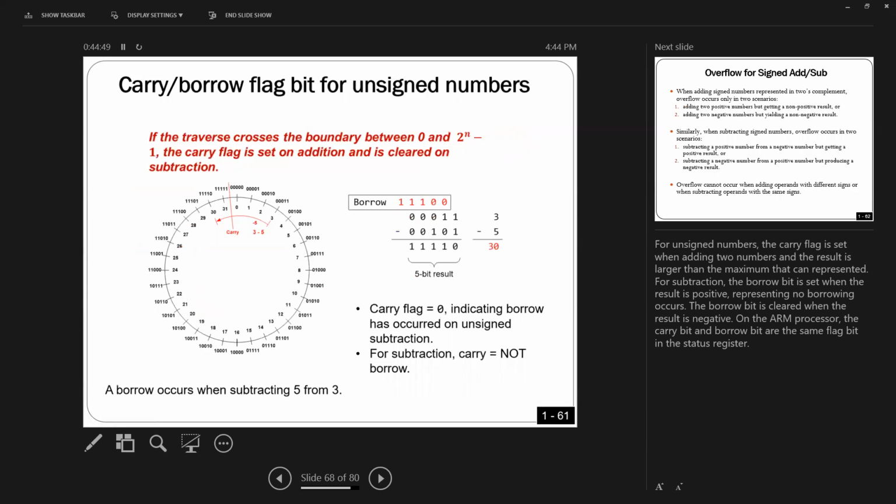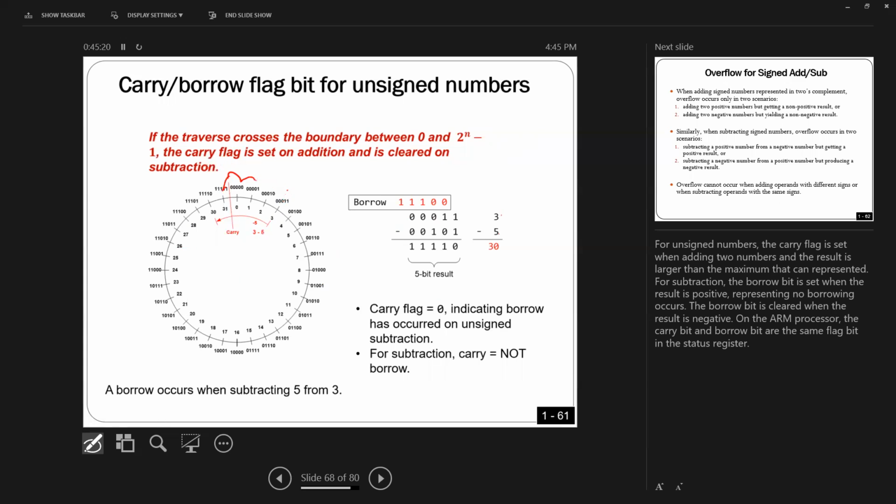Same thing for subtraction. If you do subtraction, let's also see this example. I want to subtract 5 from 3. So I'm going to start from here at 3, and then I'm going to subtract. Every time you add, you go this way. Every time you subtract, you go this way. Okay. So if you subtract 5 from 3, 1, 2, 3, 4, now you cross. Every time you cross this boundary, you are actually going to make overflow.